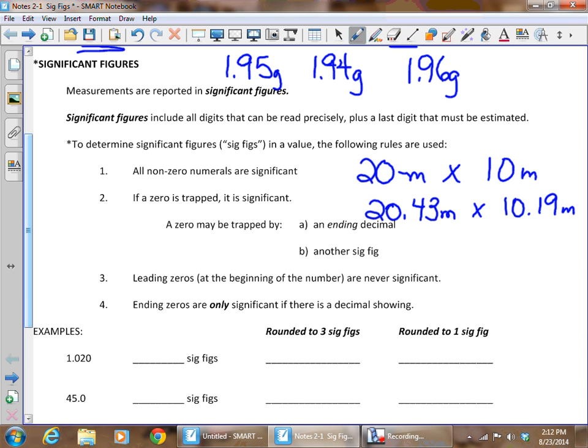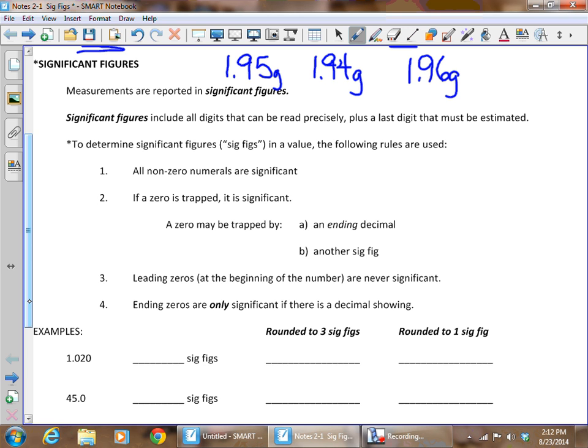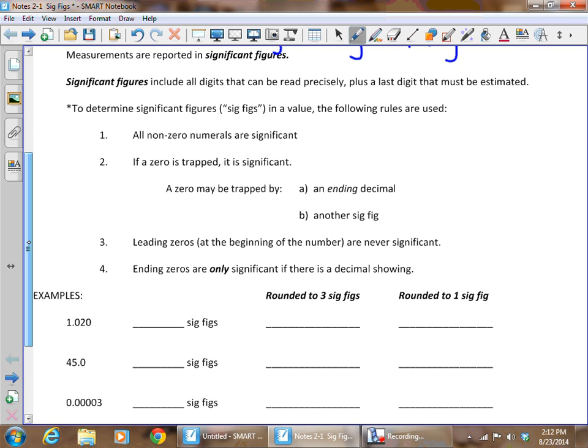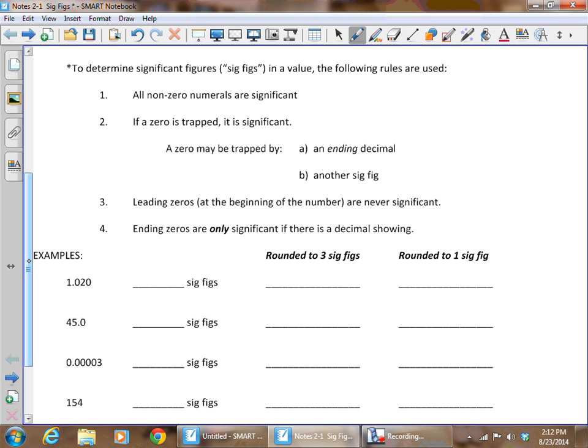So how do we know how exact a number is? We know how exact a number is by how many sig figs it has. And the first step of that, and what we're going to be doing first today on this particular video, is simply figuring out how many sig figs a particular value has. And these are the rules that we use.